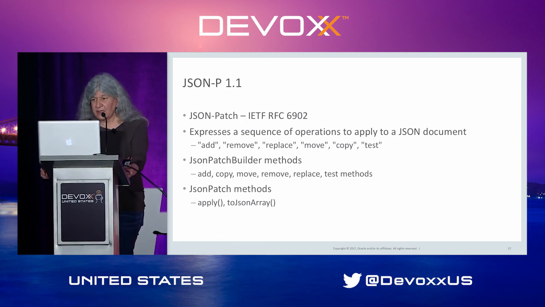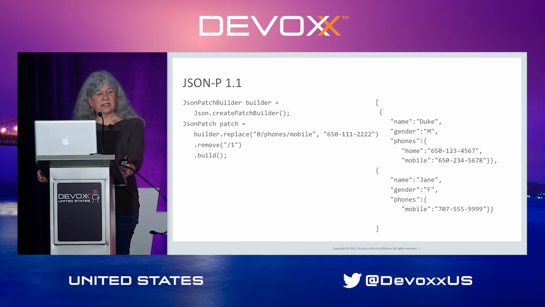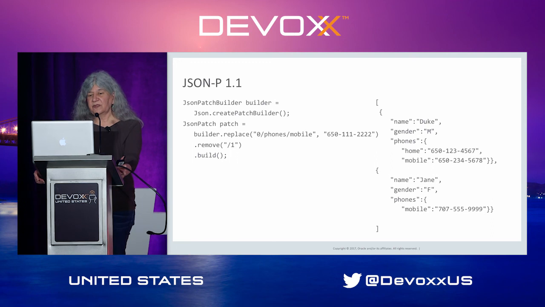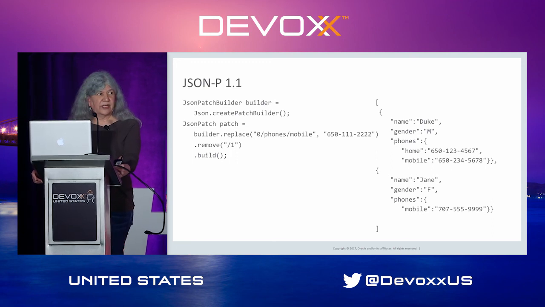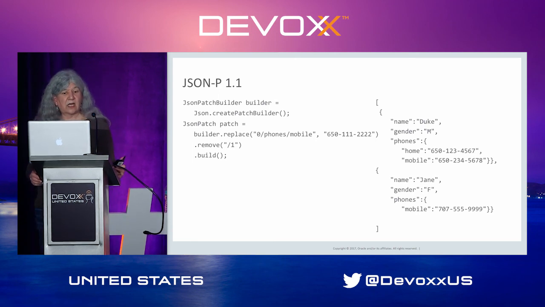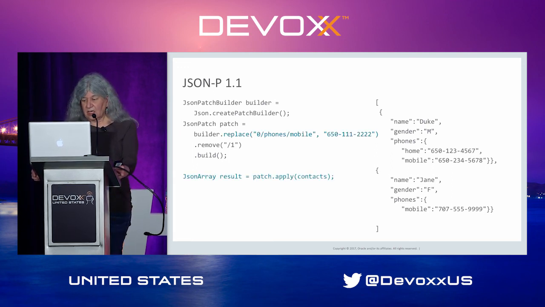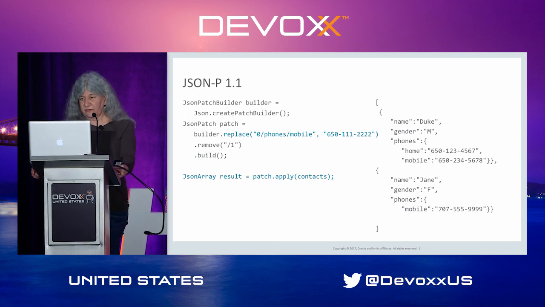So looking at another example, here we use the JSON factory class to create the patch builder. And in building our patch, we use this fluent API to add the operations that we want in this patch. We're going to replace the value of the mobile phone again, and we're going to remove the second element from this array. So we build the patch, and then we apply the patch and retrieve the result.